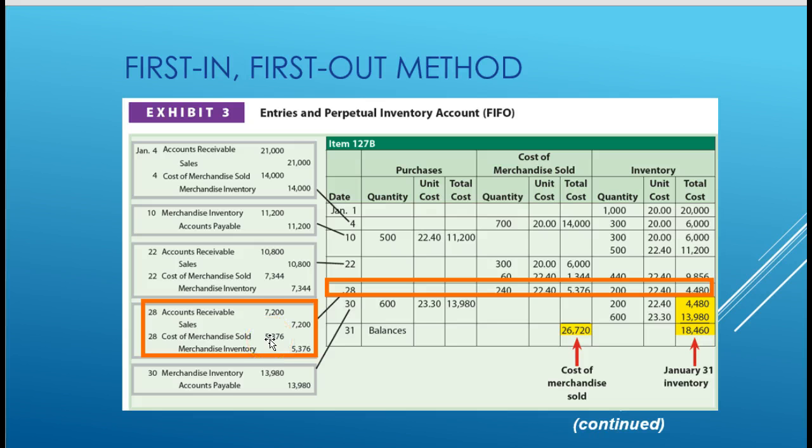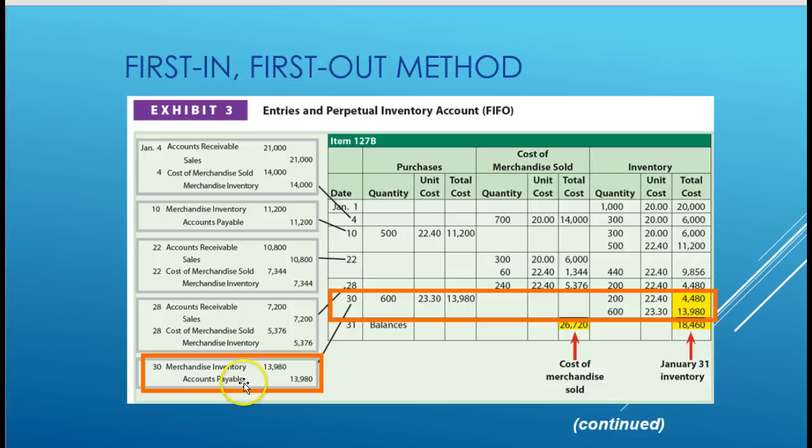Looks like we sold some more on the 30th, and it looks like we sold 240. So I've got 240. Here's my layer, 440 at $22.40. So the 240 that I sold cost $22.40 each, or $5,376 for the cost of goods sold here. What does that leave me in inventory? If I sold 240 and I had 440, now I have 200 at $22.40 with a total value of inventory of $4,480.